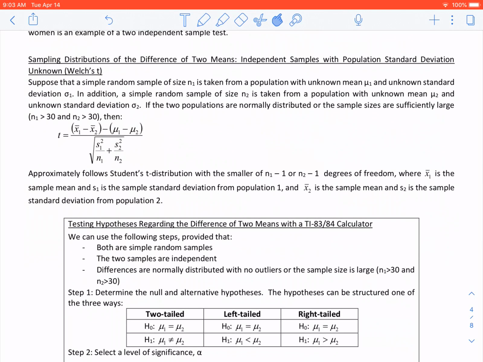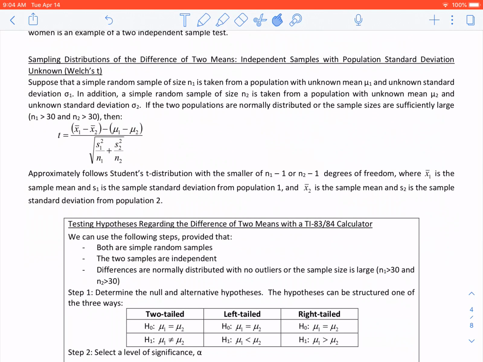And it says, suppose that a simple random sample of size n1 is taken from a population with an unknown mean mu1 and an unknown standard deviation sigma 1. In addition, a simple random sample of size n2 is taken from a second population with unknown mean mu2 and unknown standard deviation sigma 2.